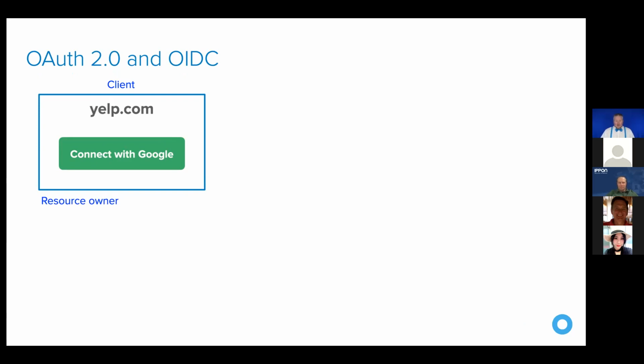So OAuth 2.0 has provided delegated authorization since 2012, and OpenID Connect added federated identity on top of that in 2014. So they're the same, right? You can't have OpenID Connect without OAuth, and OAuth doesn't provide identity, it just provides authorization. So if you want any sort of authentication, then you're going to need OpenID Connect.